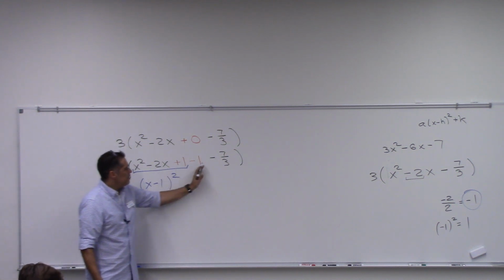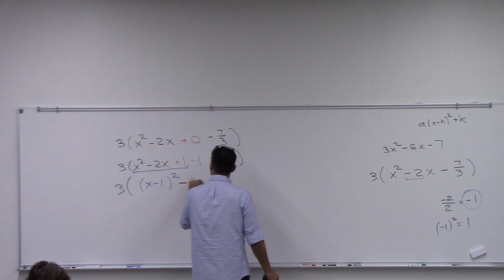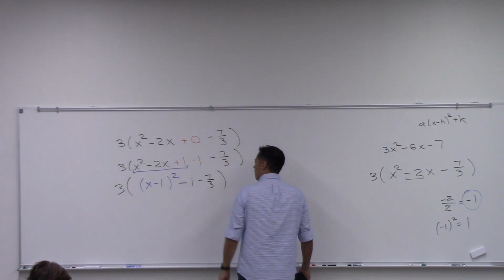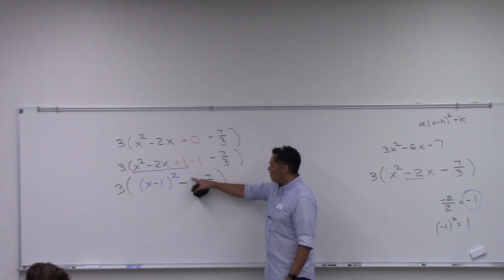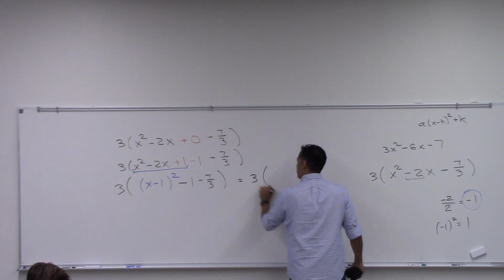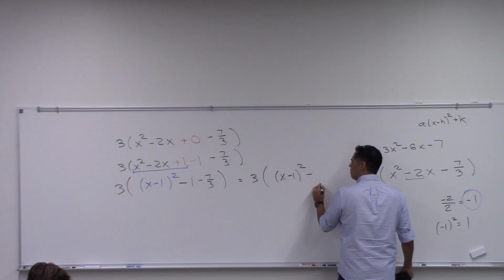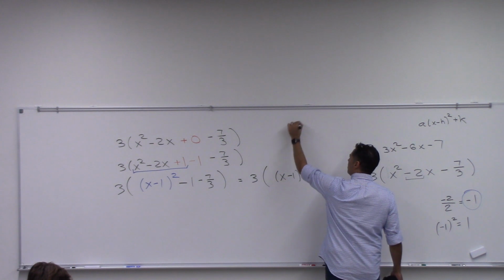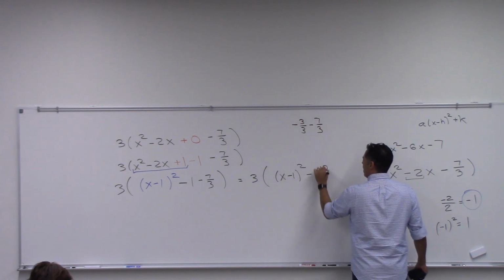But that still leaves me with these 2, right? Right here. Minus 1, minus 7/3. Common denominator here. Put these together. So this is the same as 3 over 3? Minus 3/3. So this becomes 3 parentheses. Then I have the x minus 1 squared. Then minus what? Minus 3/3, but then minus 7/3, which is minus 10/3.